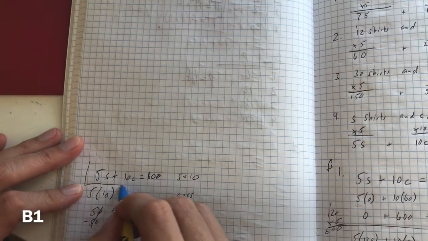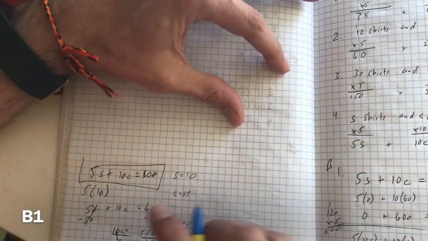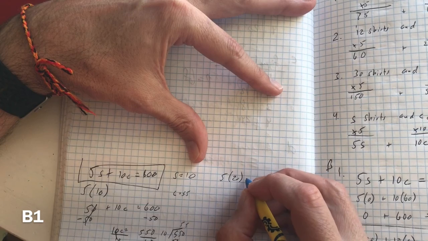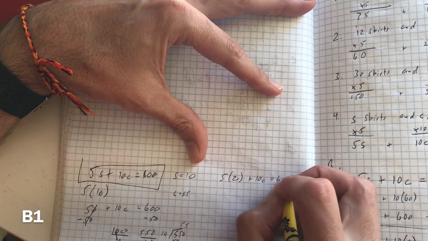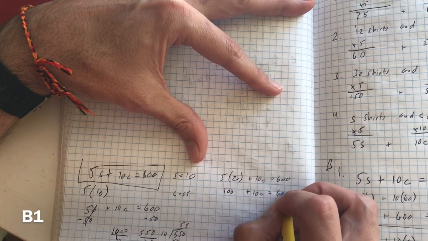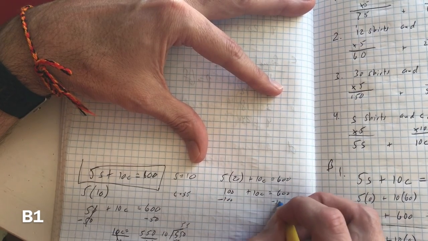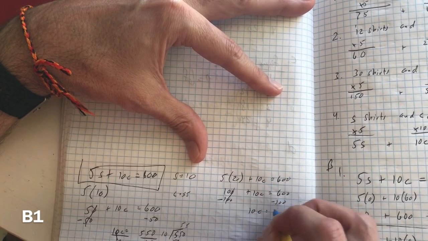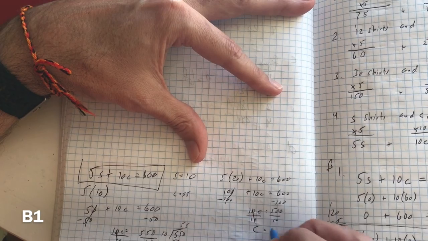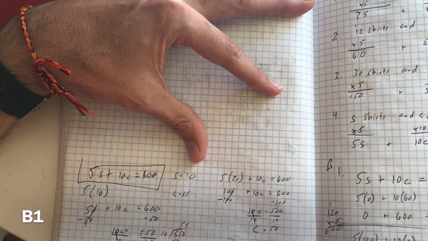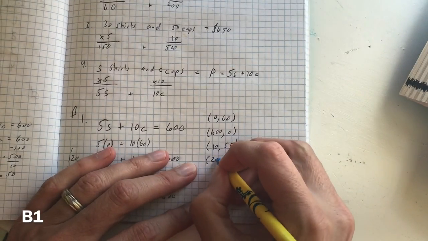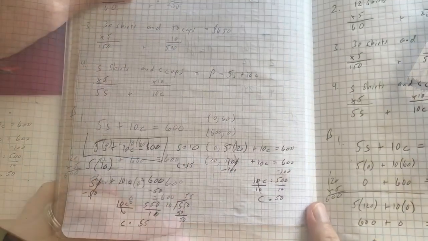Here, I'm going to kind of look off of this specific equation. Let's try putting in 20. Just kind of go in increments of 20. So 5 times 20 plus 10c equals 600. So this is going to be 100 plus 10c equals 600, minus 100, minus 100. 10c is going to be equal to 500. Divide by 10, divide by 10. C is going to equal 50. So our other ordered pair would be 20 and 50.